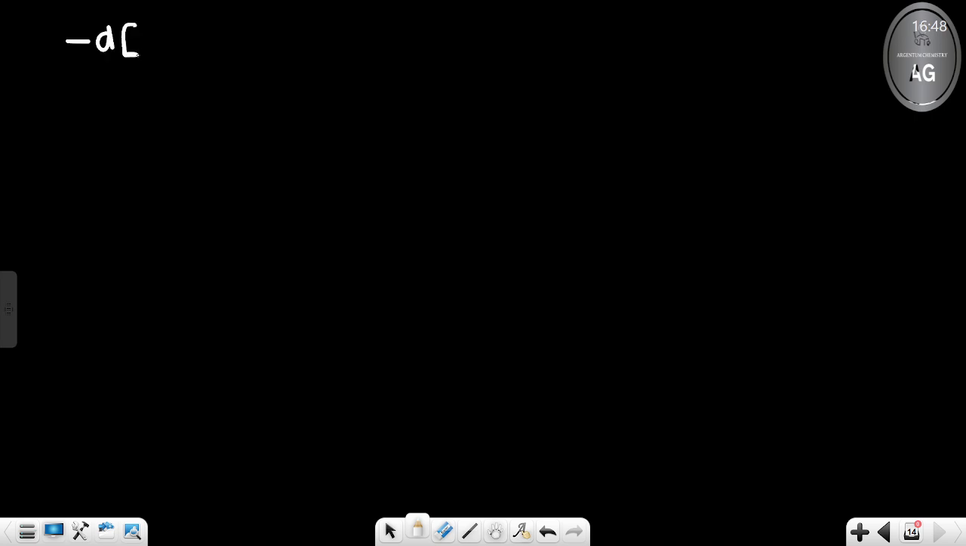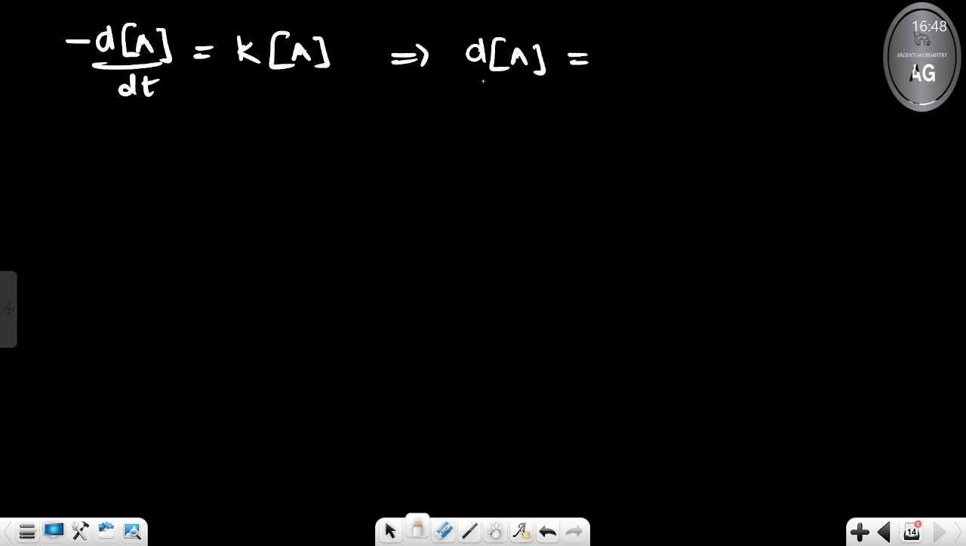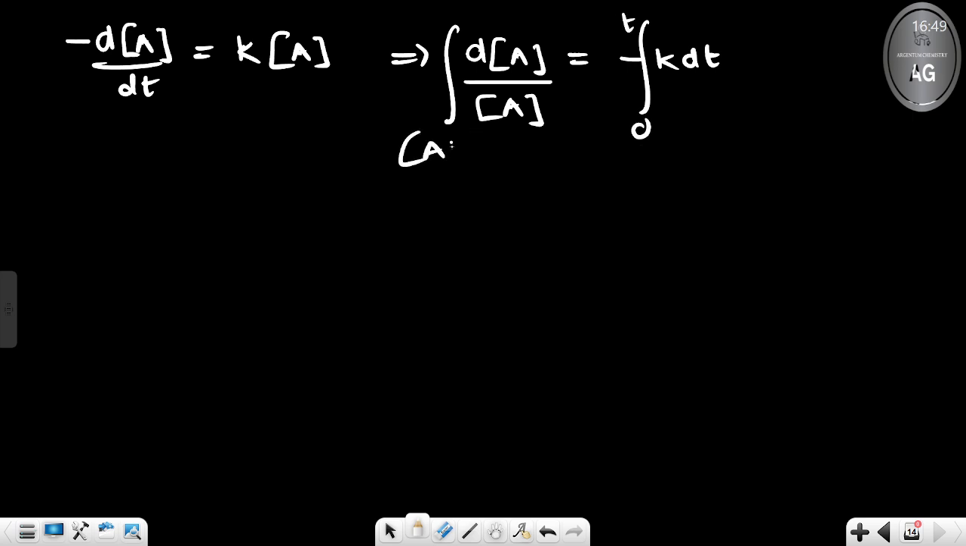Now let us come back to it. Rate equals minus dA by dt, which this time is equal to k times A. Previously this A was not there, so this integration is ln's integration. So this will become dA by A equal to minus k dt. Now integrating this side from 0 to t, and this side from A0 to A of t. Okay, so let us integrate.